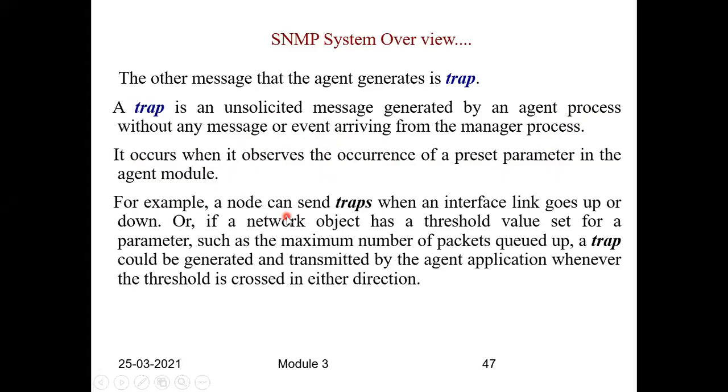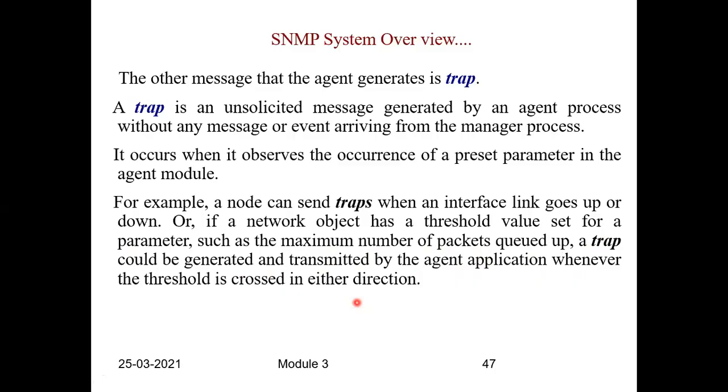For example, a node can send traps when an interface link goes up or down, or if a network object has a threshold value set for a parameter, such as the maximum number of packets queued up, a trap could be generated and transmitted by the agent application whenever a threshold is crossed in either direction. The manager feels that everything is running normally. But the agent is the first one who is connected to the object or to the network element.